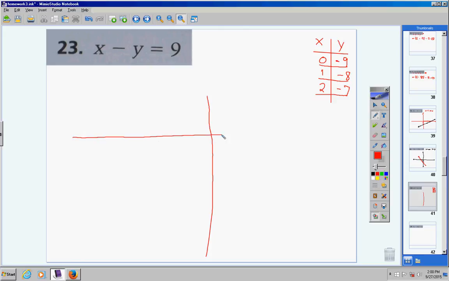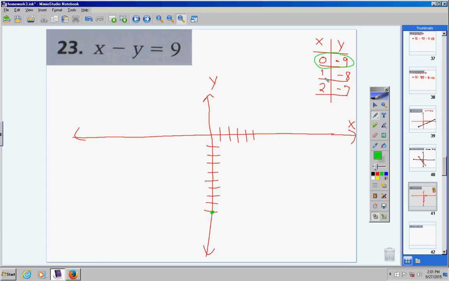I'm going to draw my coordinate plane a little different here because I have to go all the way down to negative 9, so I'm going to draw it a little unbalanced. So here's my y-axis, here's my x-axis. My first point is 0, negative 9. So, here's my first ordered pair right here, 0, negative 9. I go to 0, then down negative 9.